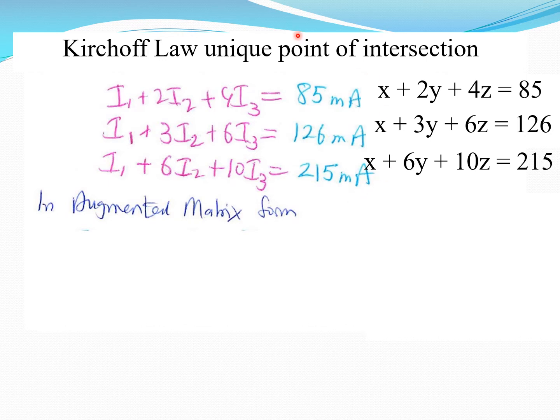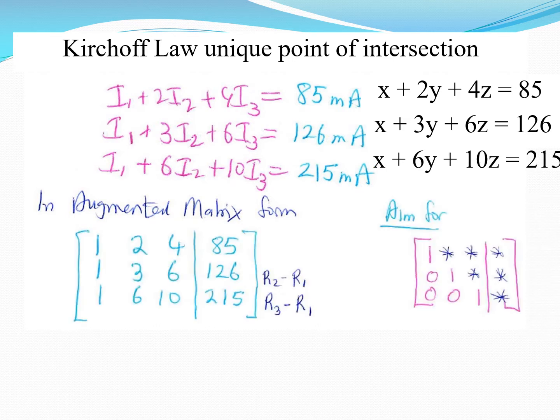So we're going to solve this system using Gaussian elimination. And you can check out the earlier video on the details of the Gaussian elimination. So again, as a brief reminder, in the Gaussian elimination, we look for this situation here. We put the information into what we call augmented matrix form, 1, 1, 1, 2, 3, 6, 4, 6, 10, and then the figures on the right hand side, 85, 126, 215. So we aim to get zeros in these positions.